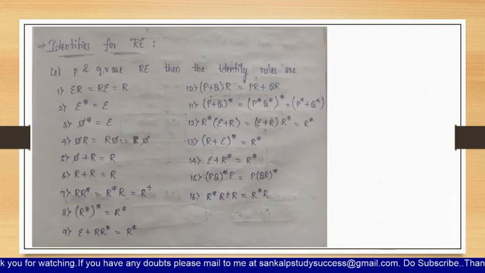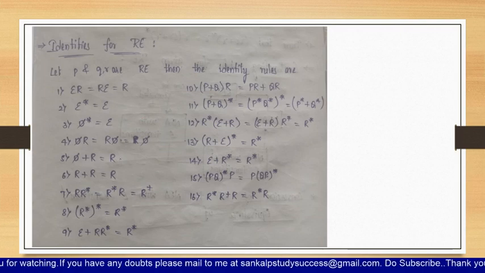Here, these are some of the identities which you need to remember, where epsilon r is equal to r epsilon equals r, epsilon asterisk is equal to epsilon again, and phi asterisk is also epsilon here. Epsilon asterisk and phi asterisk are epsilon. Then phi r is equal to r phi is equal to phi. That means if you concatenate r with phi, then you will get phi. And phi plus r is nothing but r again.